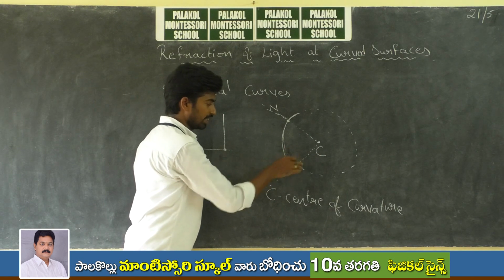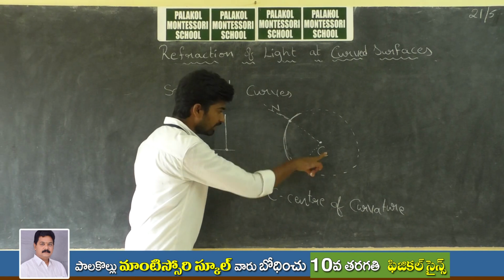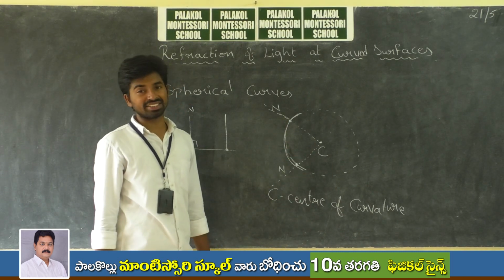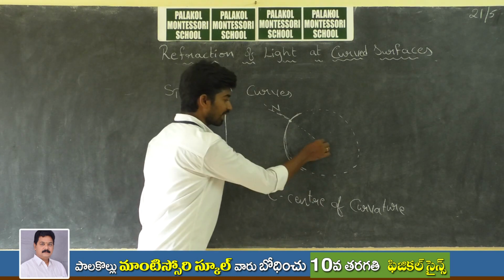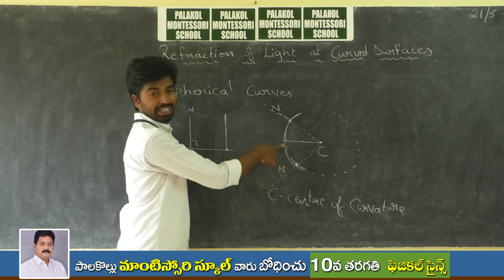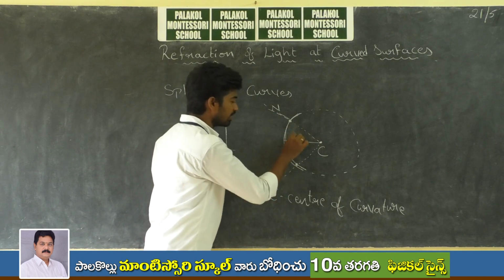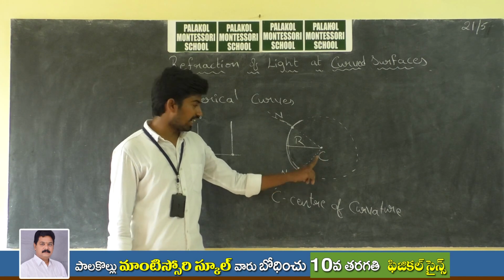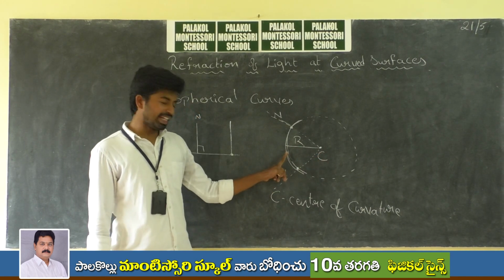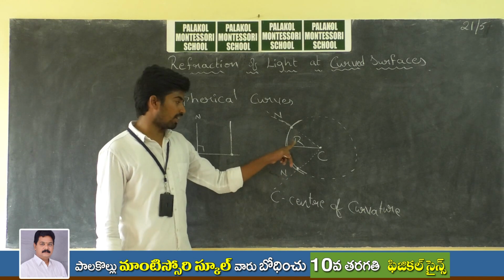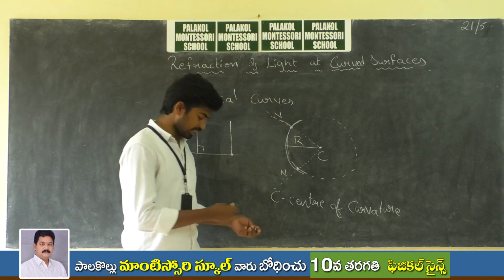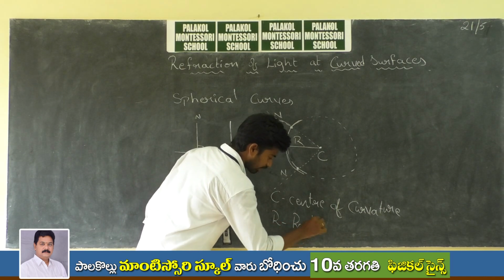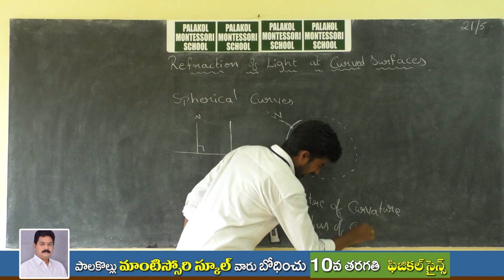C is called the center of curvature. For this curved surface, C is the center. And the distance between the center and any point on the curve is called the radius of curvature. This is the terminology we need to know about curved surfaces: radius of curvature.